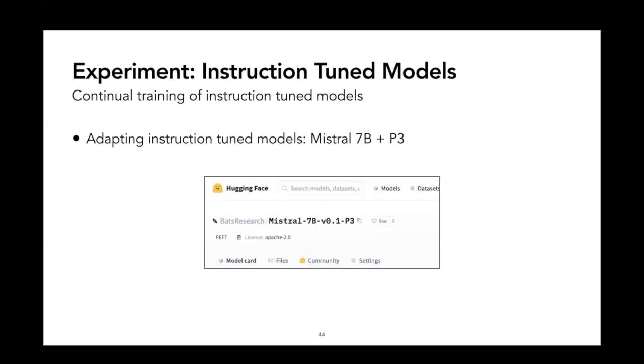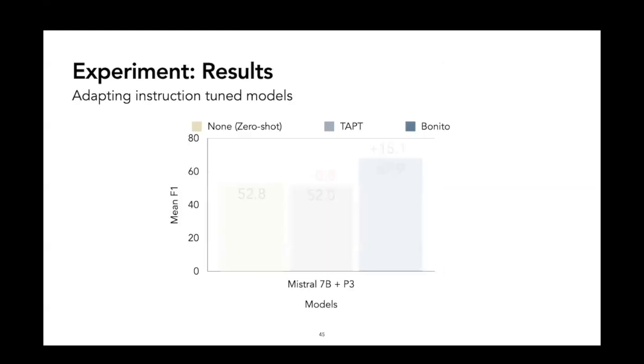Now let's move on to a more practical setting where we adapt an instruction-tuned model to the target task. We create an instruction-tuned model by adapting Mistral 7B on instructions from P3. If you recall, P3, or PromptSource, contains instructions from the general domain. And now we have an instruction-tuned model from the general domain. We will adapt this model with self-supervision and Bonito-generated tasks. Here are the results.